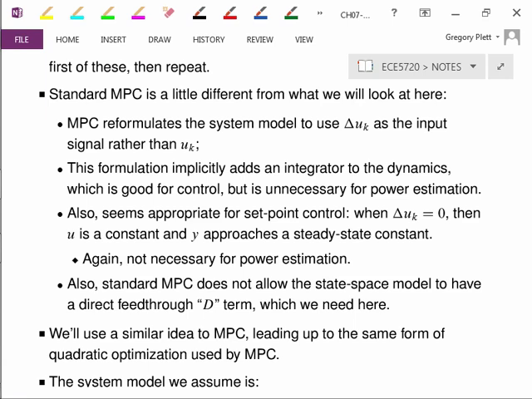What the delta u input does is it adds an integrator to the dynamics, and that's excellent for control as long as you do it right, because it eliminates steady state error even if your model is a little bit wrong. But we don't need that integrator for power estimation, and in fact it might make power estimation more difficult because it makes the problem less stable if you do it wrong, especially.